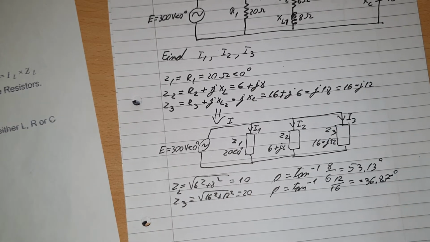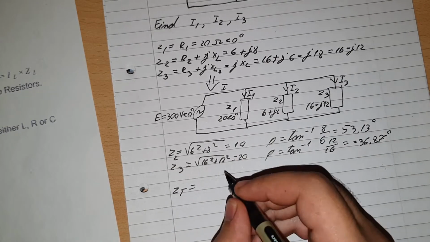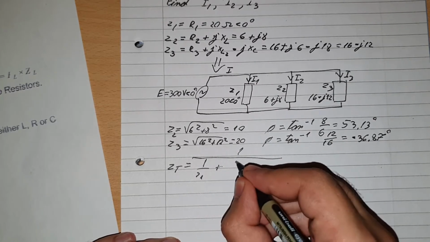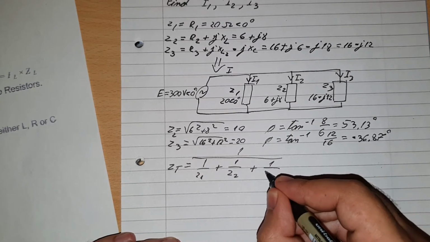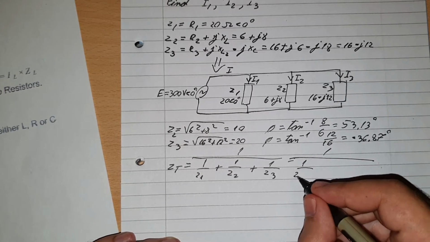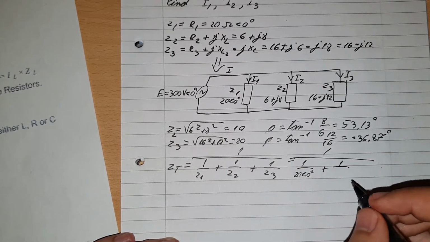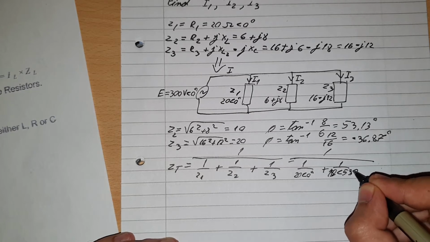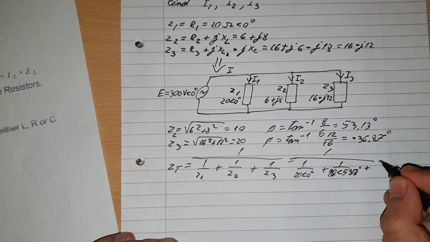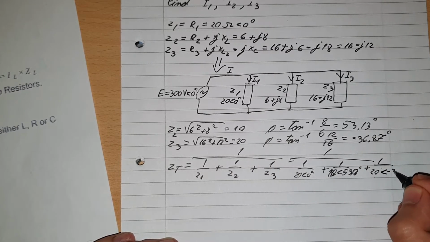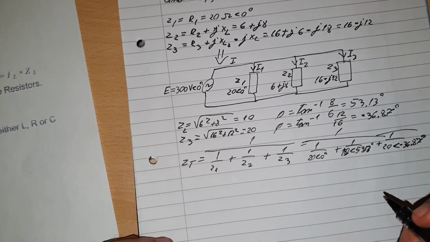Alright, so we have the polar forms as well. So now we can calculate the total ZT value. ZT will be equal to, there you go, 1 over 1 over Z1 plus 1 over Z2 plus 1 over Z3. And then that will be equal to 1 over 1 over 20 angle of 0 degrees plus 1 over 10 angle of 53.13 degrees, and then plus 1 over 20 angle minus 36.87 degrees. Sorry for the writing, but you already know how to calculate the total, I imagine.